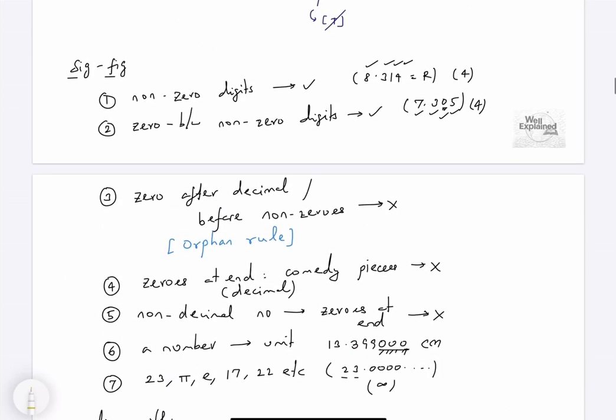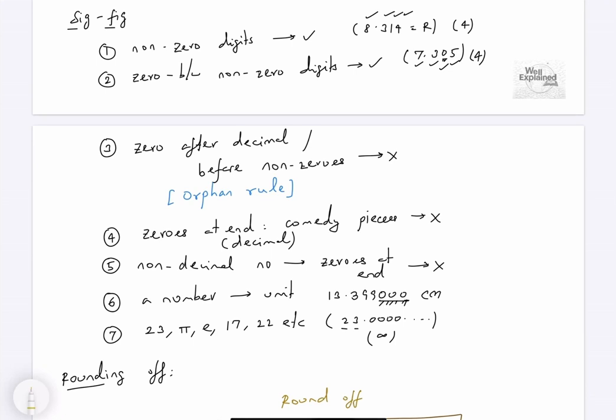Just to give you some examples, coming back to the orphan rule, let's say 4.7003005. How many significant figures are there? First, going with rule number one, non-zero digits are counted. Non-zero, yes. Non-zero, yes. Non-zero, yes. Non-zero, yes. Non-zero, yes.